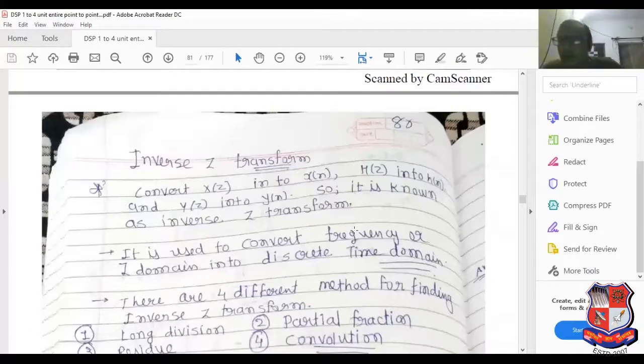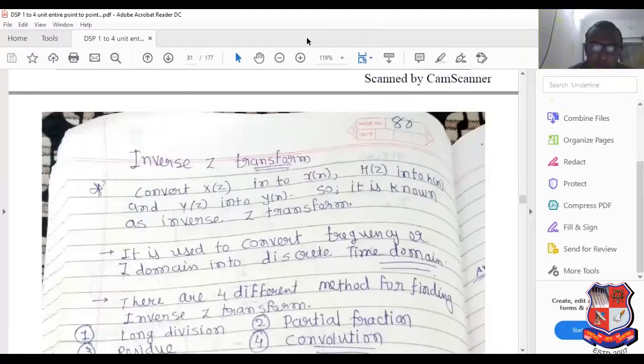So up till now, the z transform is completed in my two lectures. In the first lecture, basic examples were discussed. In this lecture, all the examples have been discussed. So from the next lecture, we will discuss the inverse z transform.